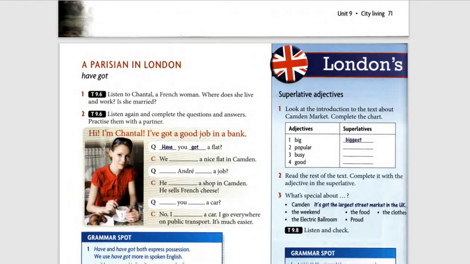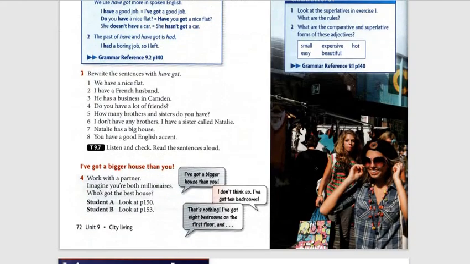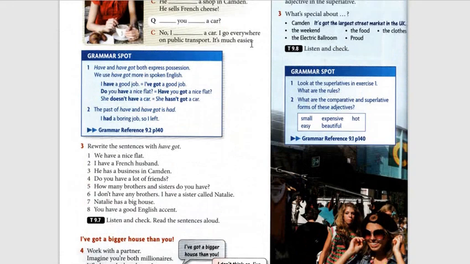Grammar spot: have and have got both express possession. We use have got more in spoken English, but the more common usage is have. I've a good job, say I have got a good job. Do you have a nice flat? Have you got a nice flat?